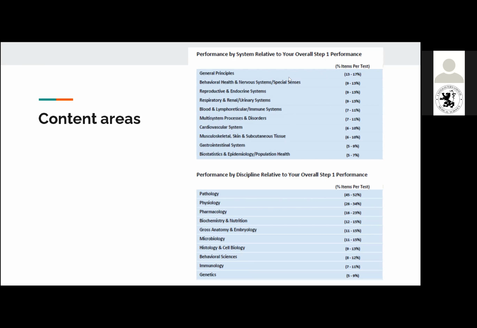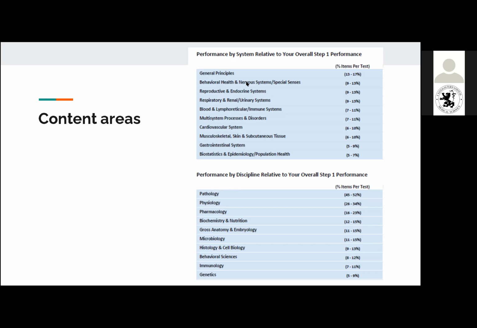And then you could also divide the contents of the USMLE according to the discipline. So this is how we are examined in LF2. I'm sure also in LF1, but not LF3. LF3 is according to systems rather than discipline. But according to discipline, this usually doesn't change with each exam. The largest discipline that is examined on USMLE Step 1 is pathology and physiology as well. So these are the most important two disciplines.